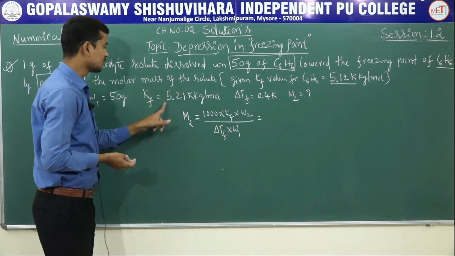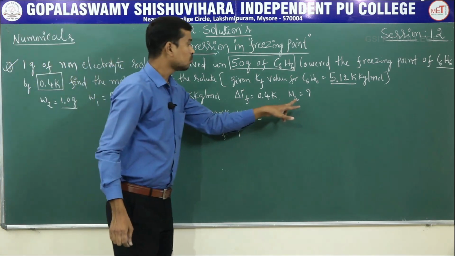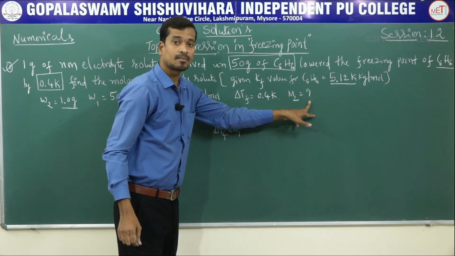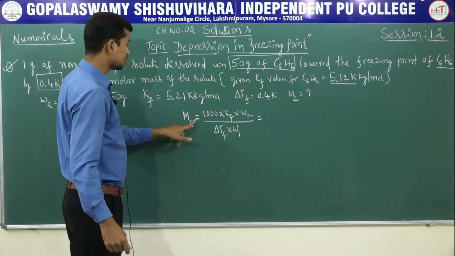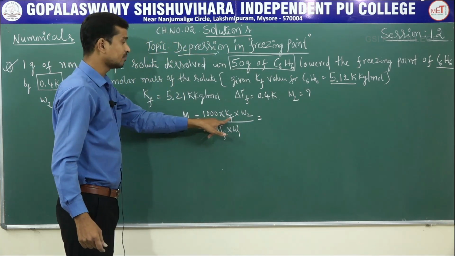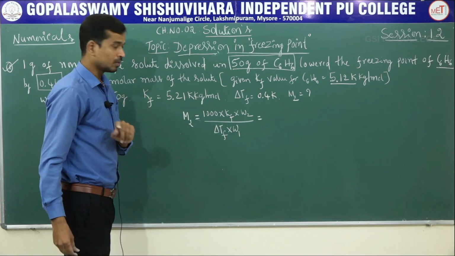Kf value is given as 5.21 Kelvin kg per mole. You have to find only M2, the molar mass of the non-volatile solute. Write the formula: M2 is equal to 1000 into Kf into W2 divided by delta Tf into W1.